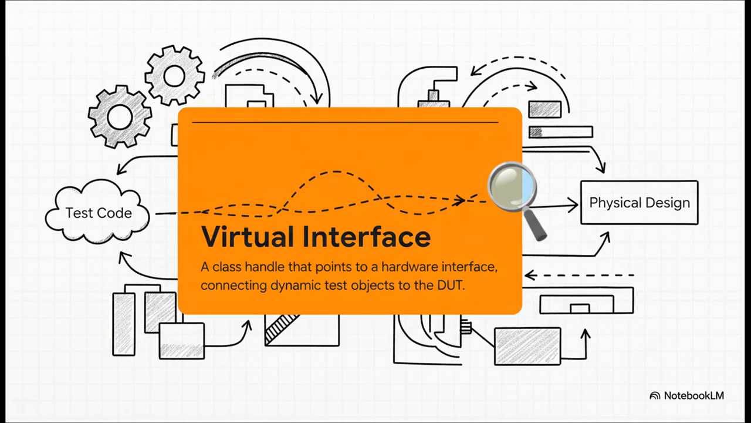So, what's the solution? You guessed it, another virtual tool, the virtual interface. Think of it like a secure, managed portal. It's a special kind of handle, or a pointer, that lives inside our test class, but it can be aimed at a real, physical hardware interface. It creates a bridge between that isolated test code and the physical chip design.